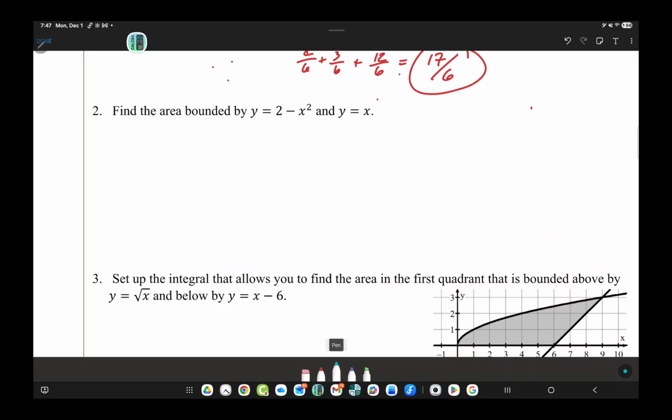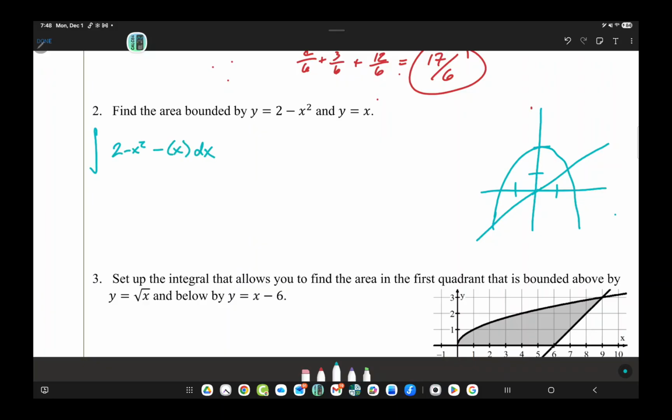Sometimes they're not so nice, and they don't give us the graph. Now, could we look at these and decide, could we probably plot these and see which one's bigger? Yeah, let's plot these over here, and let's try using actual straight lines. So, y equals negative x squared plus 2 is going to look something like that. And y equals x is going to look like that. So we can see that we are going to integrate 2 minus x squared minus x dx. That's going to be our rule.